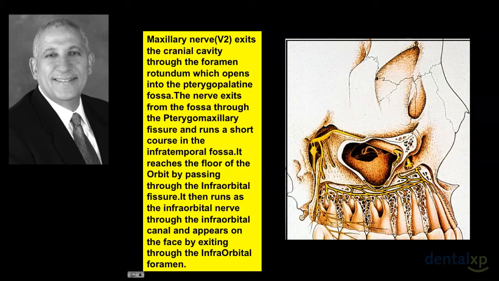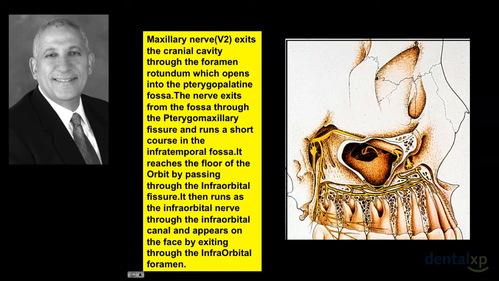Usually when we give a V2 block anesthesia, we reach the nerve in the pterygopalatine fossa. So we approach it from the posterolateral surface of the maxilla, reach the pterygomaxillary fissure and inject, then you get a block of that maxillary division. Now, let's talk about the branches.